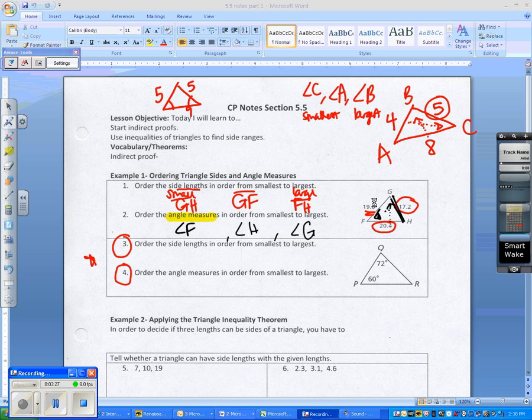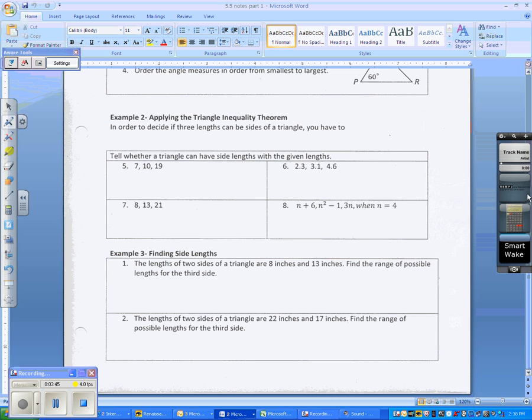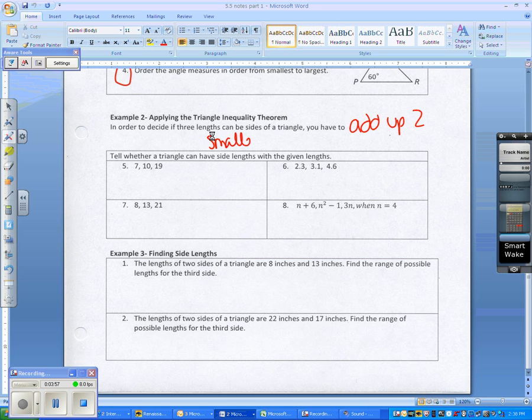So the cool thing we just learned is that, using side lengths and angle measures, we can tell whether triangles are scalene, isosceles, or equilateral, and we can also order side lengths and angle measures from smallest to largest. That's a pretty cool trick. The second thing we're going to do is apply the triangle inequality theorem. It basically says that in order to decide if 3 lengths can be sides of a triangle, you have to add up the 2 smallest sides, and they have to be greater than, cannot be equal to, they have to be greater than the 3rd side.